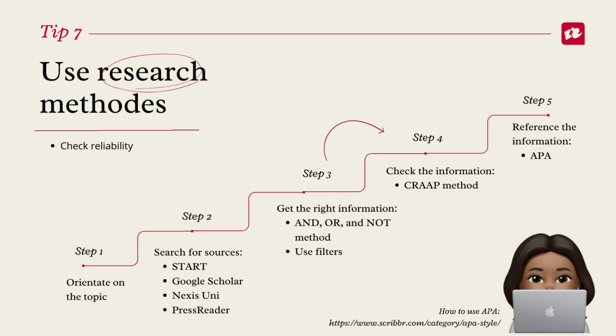There are many different methods to do so. You can use the AND or and NOT methods, or you can use filters. After searching for information and finding it, it is important to check if the information is relevant, reliable, current, and complete. To do so, you can use the CRAAP model. For the DMP, it is important to reference the information that you use. For the minor, it's asked you do this in APA style. During the minor, you will get a research session talking in detail about how to check the credibility of your source.